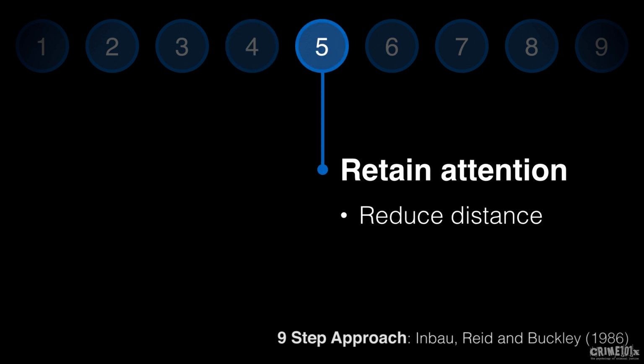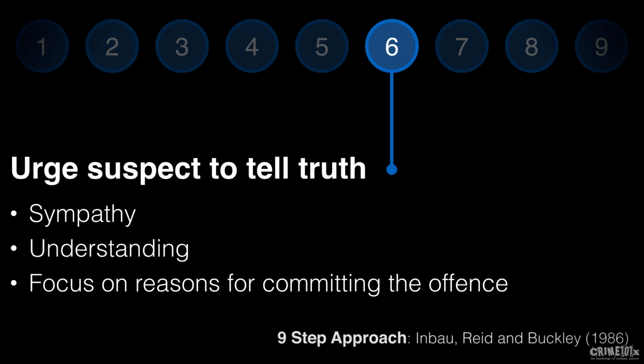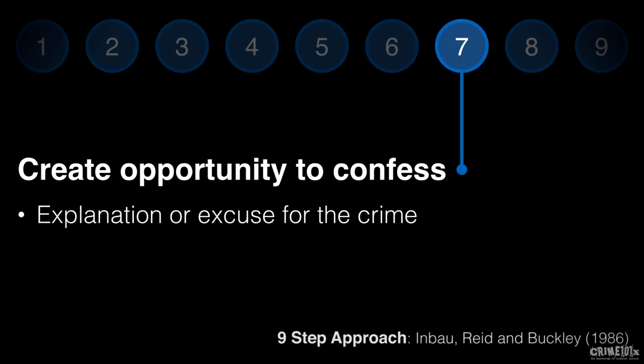Step 5 is to retain the suspect's attention. Once the suspect has withdrawn, the interrogator should try and reduce the physical distance between themselves and the suspect. And the 6th step involves urging the suspect to tell the truth by showing sympathy and understanding to them. The interrogator should attempt to focus the suspect's mind on possible reasons for committing the offence and try and create a remorseful mood.